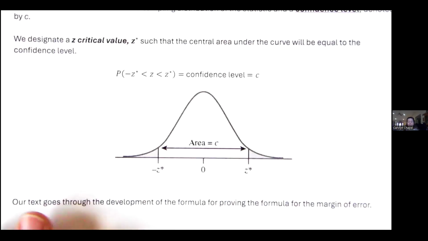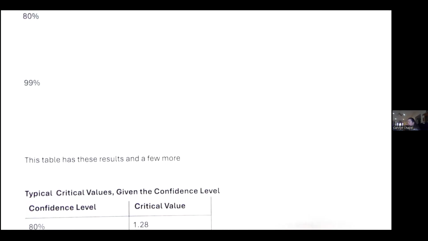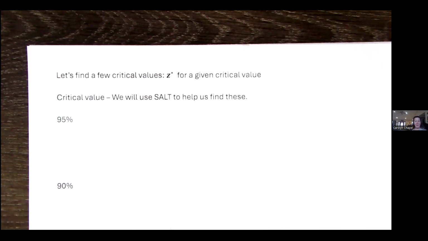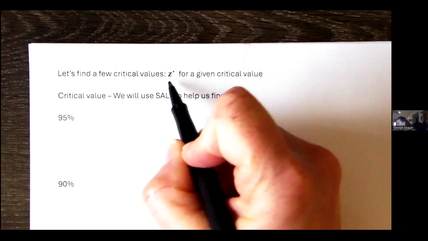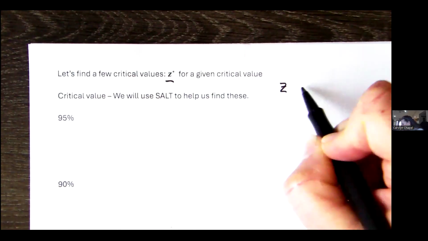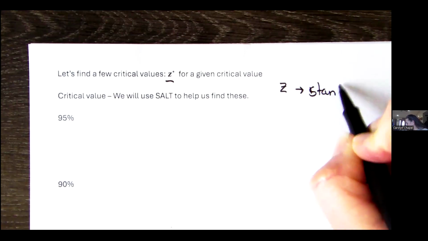Our text does kind of go through the development of the formula next, I'm not going to. We're going to jump right into how we find those critical values. And I'm going to be using SALT. So we will be using critical values. Again, notice they are a Z. So when we see Z, that should hint to us that we are using the standard normal.